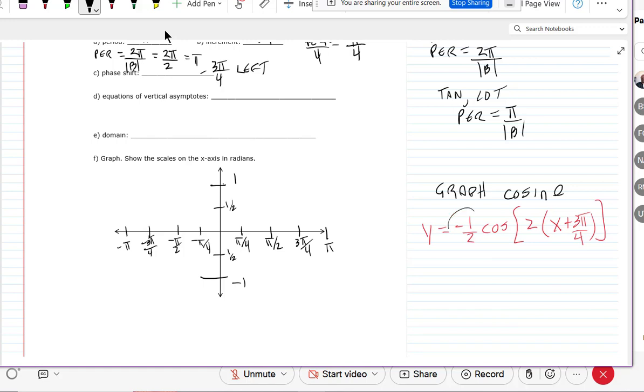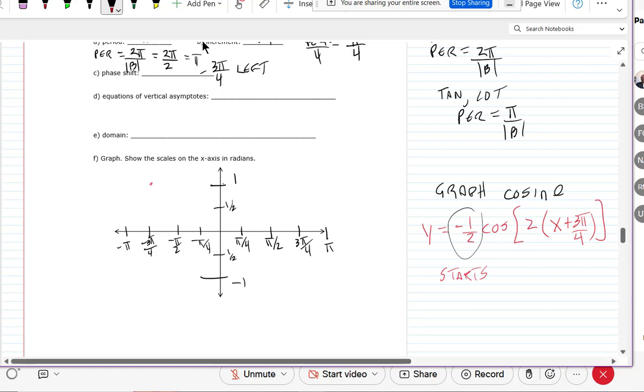The reason I know to do that is because the amplitude's a half. If the amplitude of your cosine is a half, that means the max will be a half and the minimum will be negative 1 half. This doesn't have a vertical translation to it. Again, the cosine always starts at a high point. So we start at the phase shift, which is negative 3 pi over 4, to the left, and I'm going to lightly put a dot there.